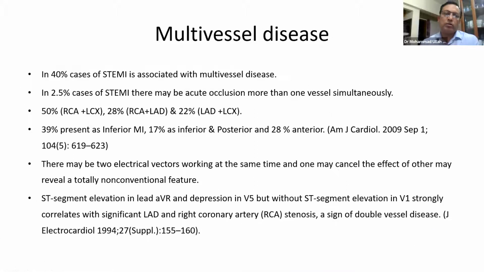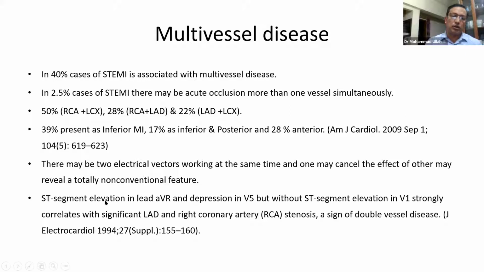As I have already mentioned, in ST elevation MI, in most cases, around 40%, we get multivessel disease. In 2.5% of cases of ST elevation MI, there may be acute occlusion of more than one vessel. This usually happens in a hypercoagulable state, like in the COVID era, where you can get more than one vessel with total occlusion during ST elevation MI.